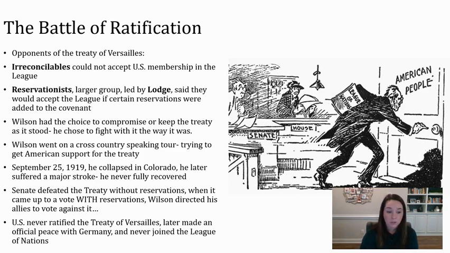So the Senate is going to defeat the treaty. We never signed the Treaty of Versailles. We never joined the League of Nations.